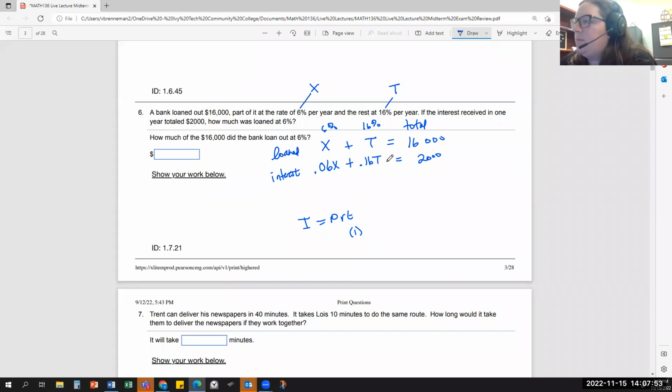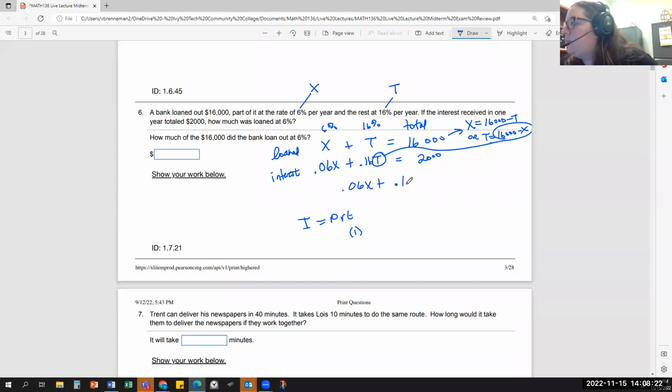If you look at this type of question on MATLAB, they'll have you go straight to the combined. So what I'm going to do is I'm going to say then X can equal 16,000 minus T, or I can say T equals 16,000 minus X, and I'm going to substitute. Since I really want to find X, I want to substitute and get rid of T. So I'm going to replace T here with what it equals. So I get 0.06X plus 0.16 times 16,000 minus X equals 2,000.